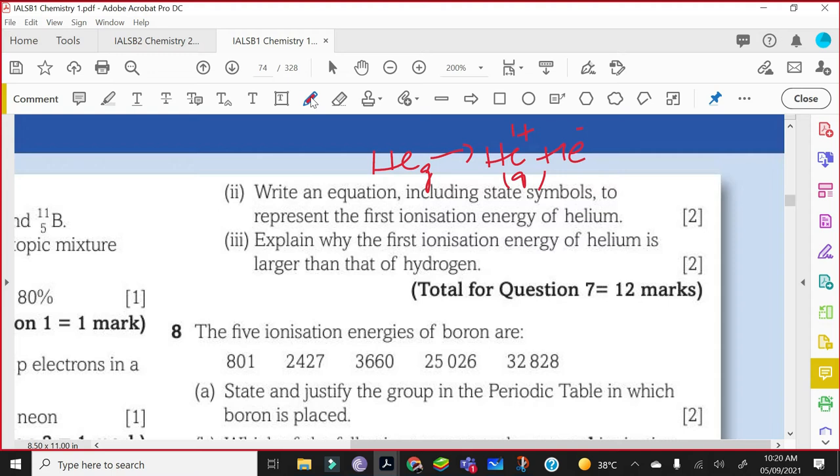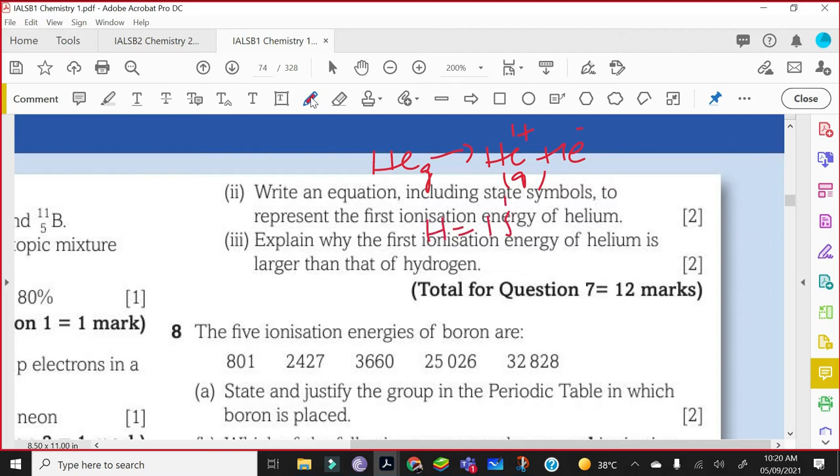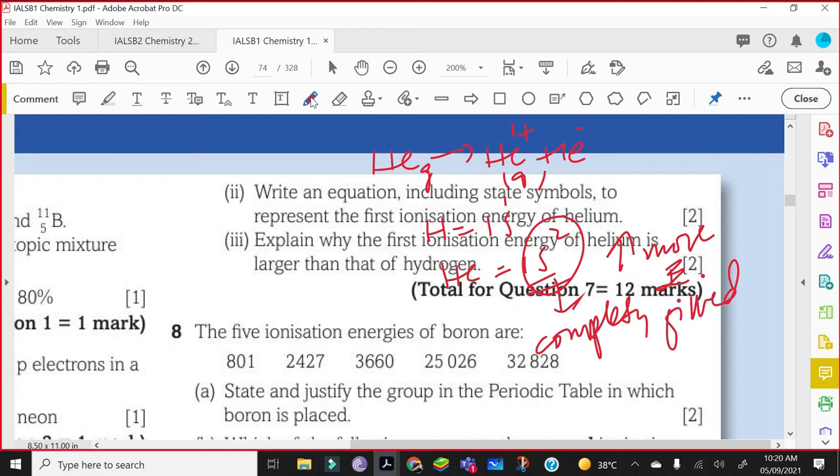Explain why the first ionization energy of helium is larger than that of hydrogen. Now see the configuration of hydrogen. Hydrogen is 1s1 and helium is 1s2. To break a completely filled orbital, you need to give more energy. More energy is needed for it because it's a completely filled one, and hydrogen is partially filled.